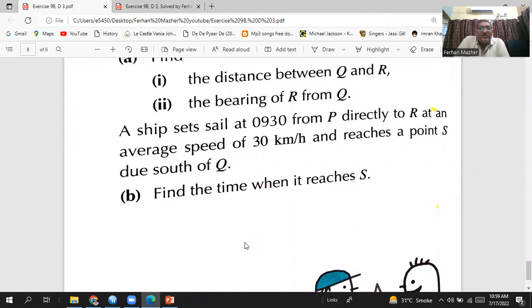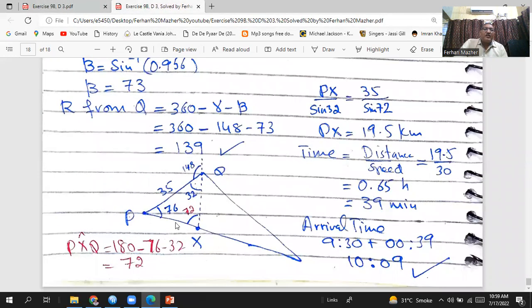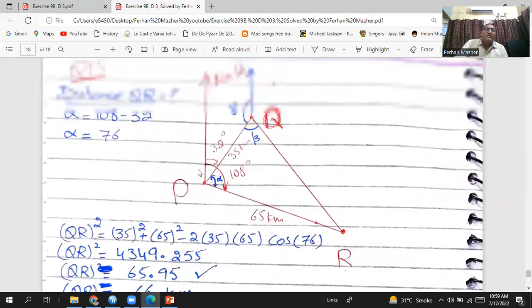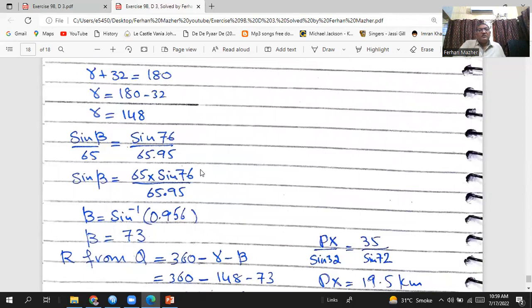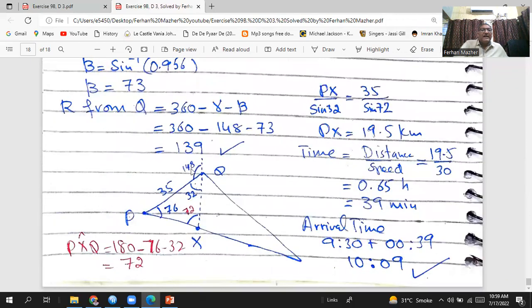Okay, the next thing they're asking us is a ship that sails at 9:30 from P directly to R at an average speed of 30 kilometers per hour and reaches a point S due south of Q. So it started from P and it comes here, and it is exactly in the south of Q. So this angle is 148. We have already found it, this gamma.